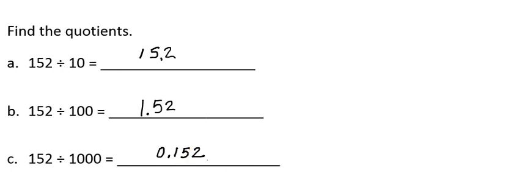Again, we can look at the pattern that appears. If I'm dividing by 10, I'm moving each digit one place to the right. If I'm dividing by 100, I'm moving each digit 2 places to the right. And if I'm dividing by 1,000, I'm moving each digit 3 places to the right.